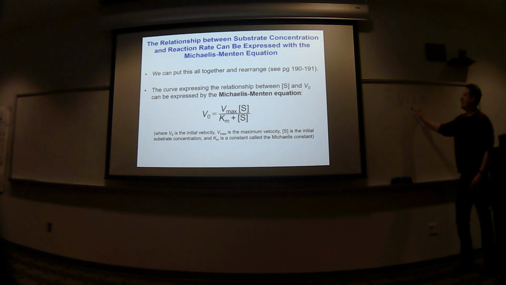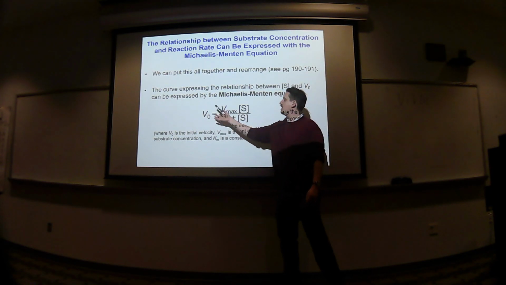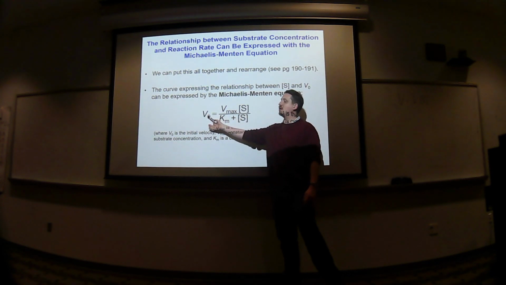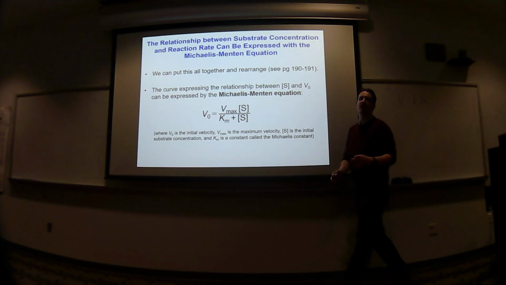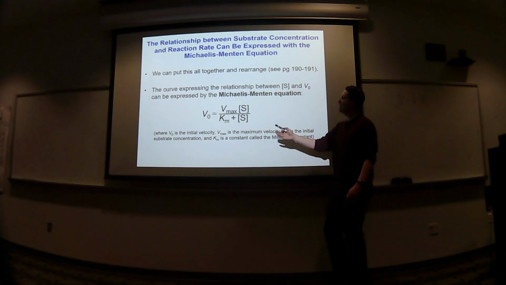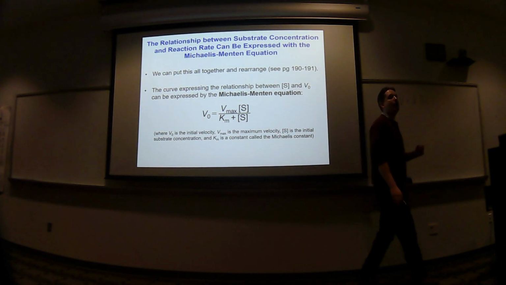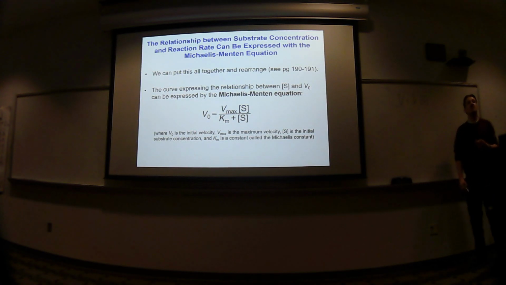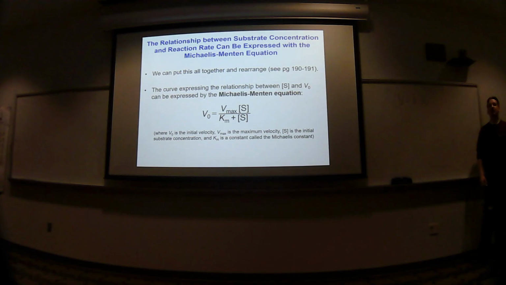And really how this all links up together is that you can keep adding substrate and it will keep increasing the velocity up to the point where you hit the maximal velocity, where it can't increase anymore. And we also defined Km, being the concentration of substrate required to hit the half maximal velocity.